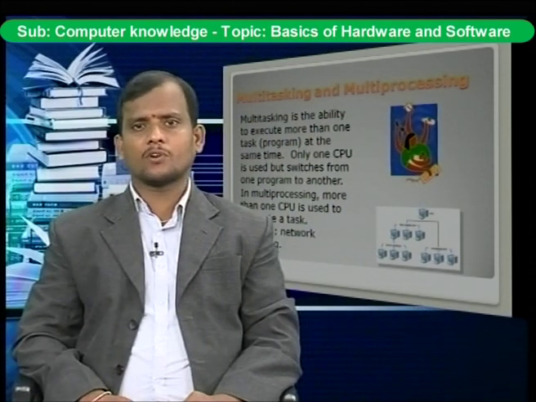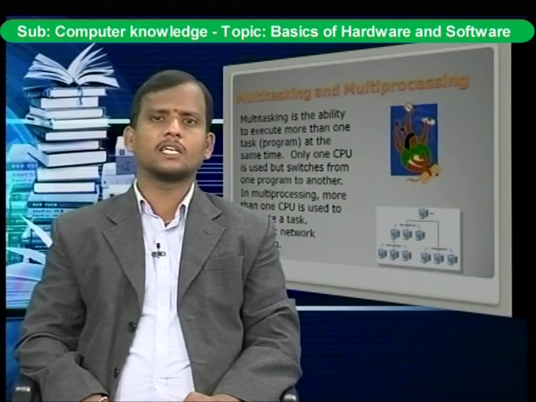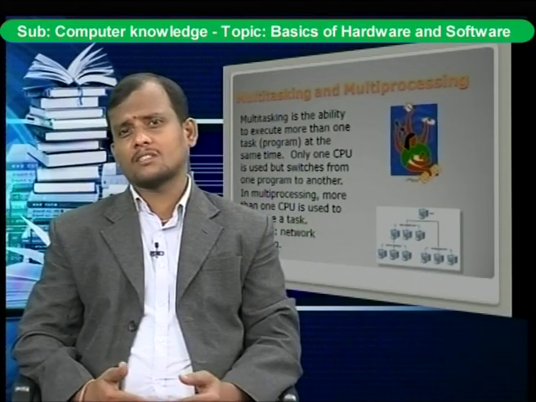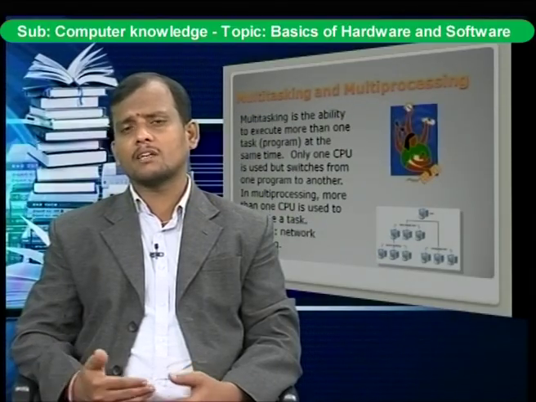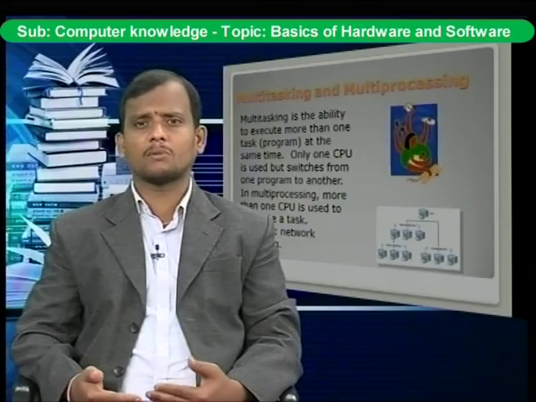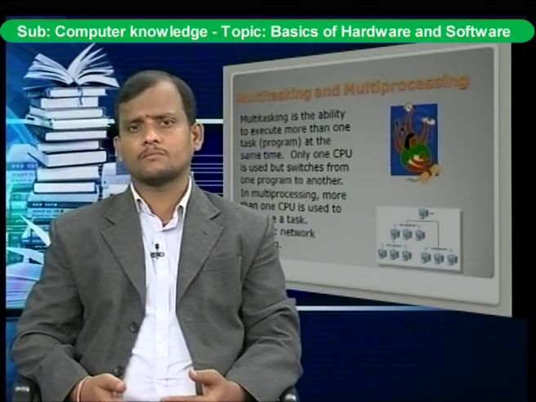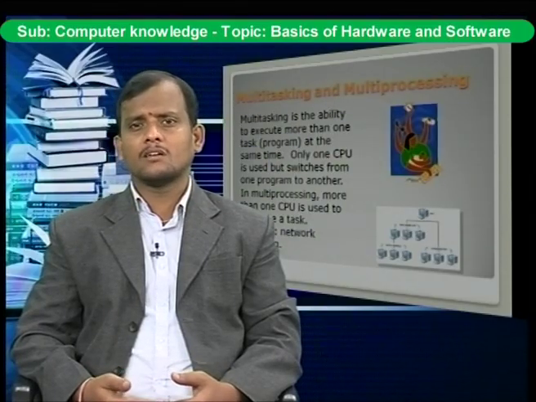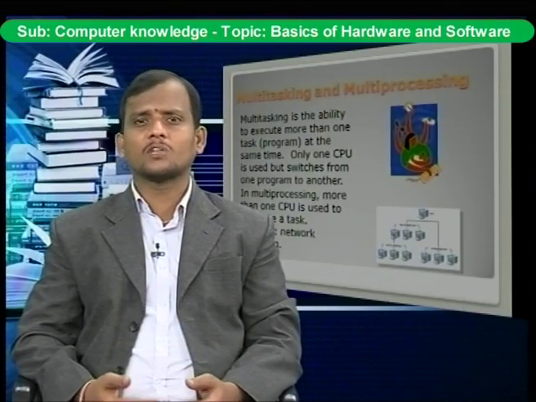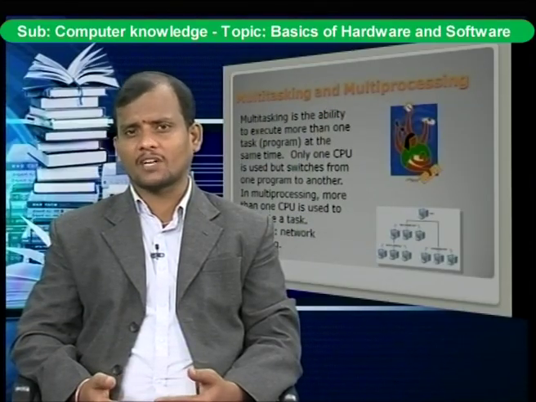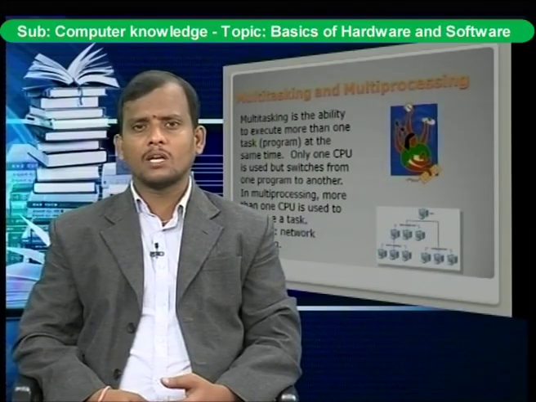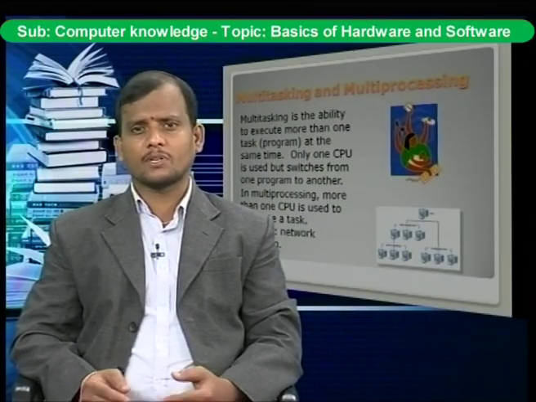Multitasking and multiprocessing. Multitasking is when we give multiple instructions or multiple executions to a program. It is the ability to execute more than one task at a given point of time. If the computer is executing more than one task at a given point of time, that is called multitasking. Only one CPU is used, switching from one program to another program.